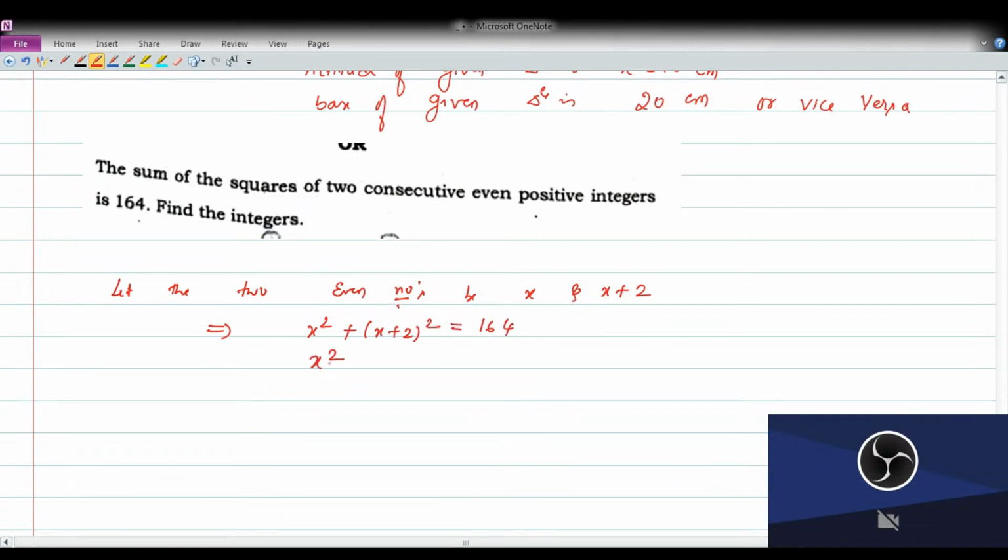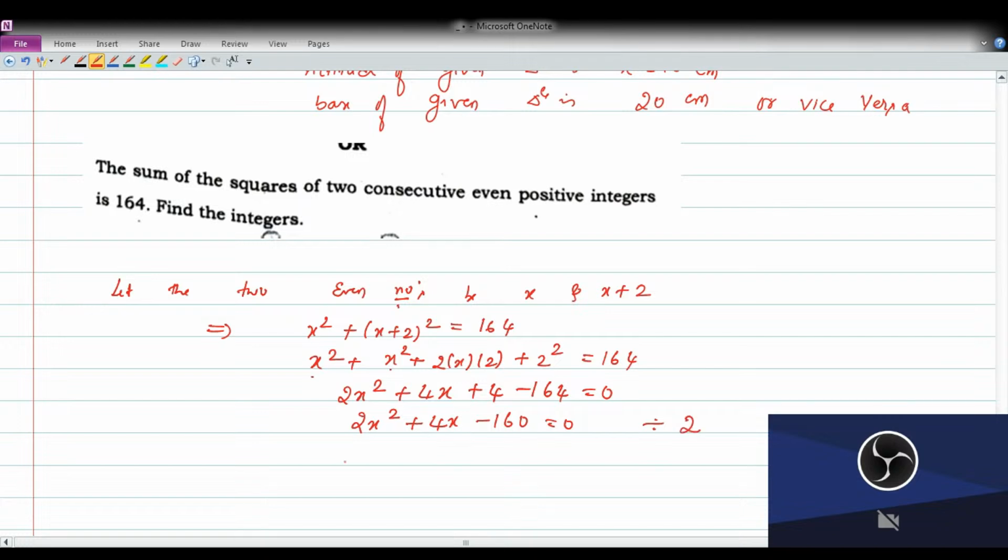This is equal to x square plus x plus 2 whole square. What does this become? x square plus 2 into x into 2 plus 2 square is equal to 164. x square plus x square is 2x square plus 4x plus 4 minus 164 equal to 0. So 2x square plus 4x minus 160 equal to 0, divided by 2 we get x square plus 2x minus 80 equal to 0. So now find out the factors whose product is 80 and sum is 2.